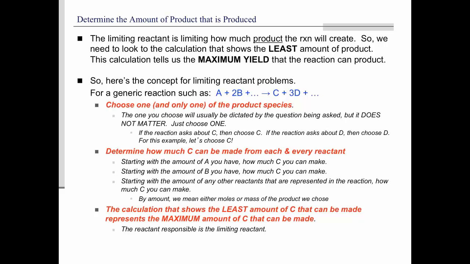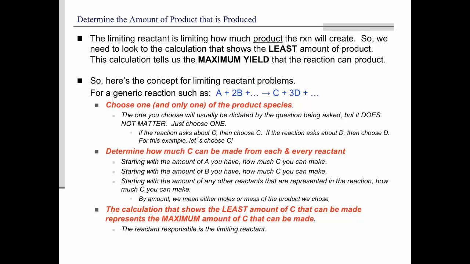And similarly, then you'll start right away and you'll do the same thing for B, and you'll do the same thing for any other reactant, and you'll keep doing that, and you'll find out how much C is made from each reactant. And the calculation that shows the least amount of C that is produced, that's your limiting reactant, and it also tells you the maximum amount of C that can be made.